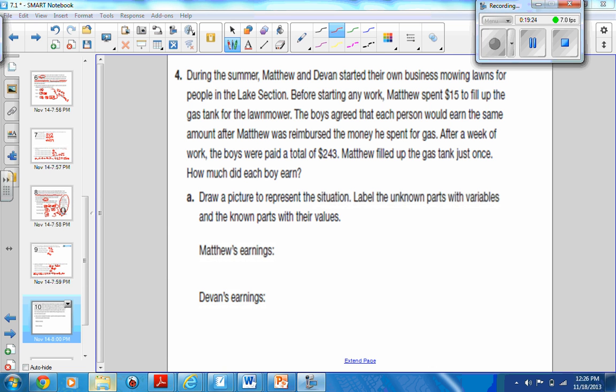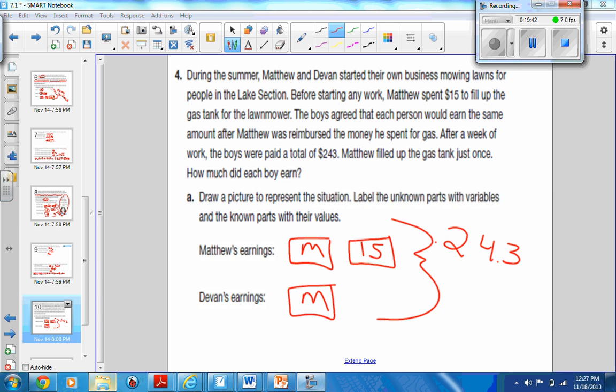So on this one, I want you to go through and draw the picture and think about who paid for what and what they're splitting, and if they're splitting it evenly or not, to come up with your picture. Pause the video and restart it once you've come up with your picture. Okay, so this should be your picture. Matthew spent the $15, filled the gas tank. So he's going to get that money back. He's going to get reimbursed. Reimbursed means he gets that money back from the total that they get.